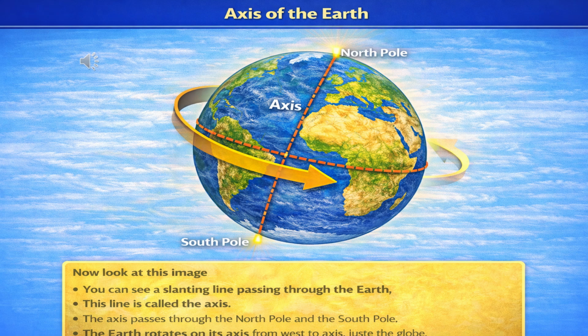Now look at this image. You can see a slanting line passing through the Earth. This line is called the axis. The axis passes through the North Pole and the South Pole. The Earth rotates on its axis from west to east, just like the globe.